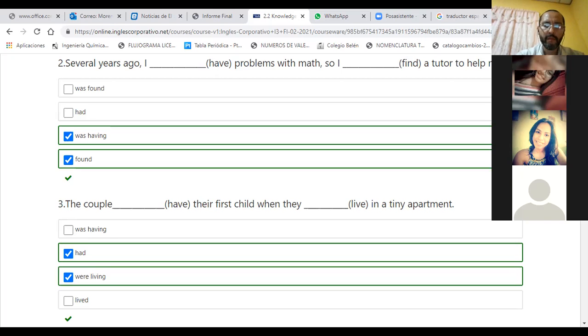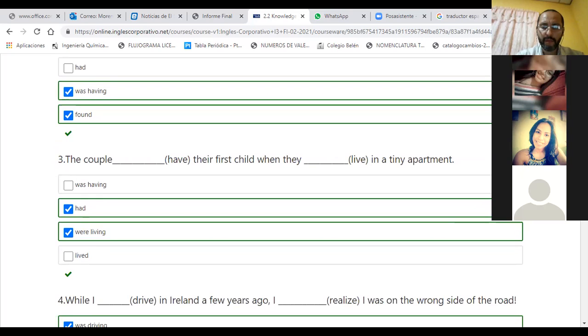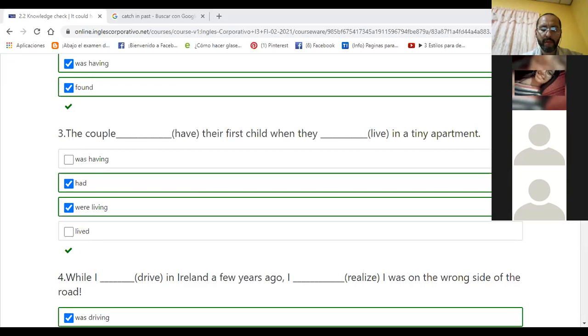Number three: the couple had their first child when they were living in a tiny apartment. When they were living in the past. But in the parentheses, it's the verb have. The couple had, because it's the couple had the first child when they were living. Sí, está bien.